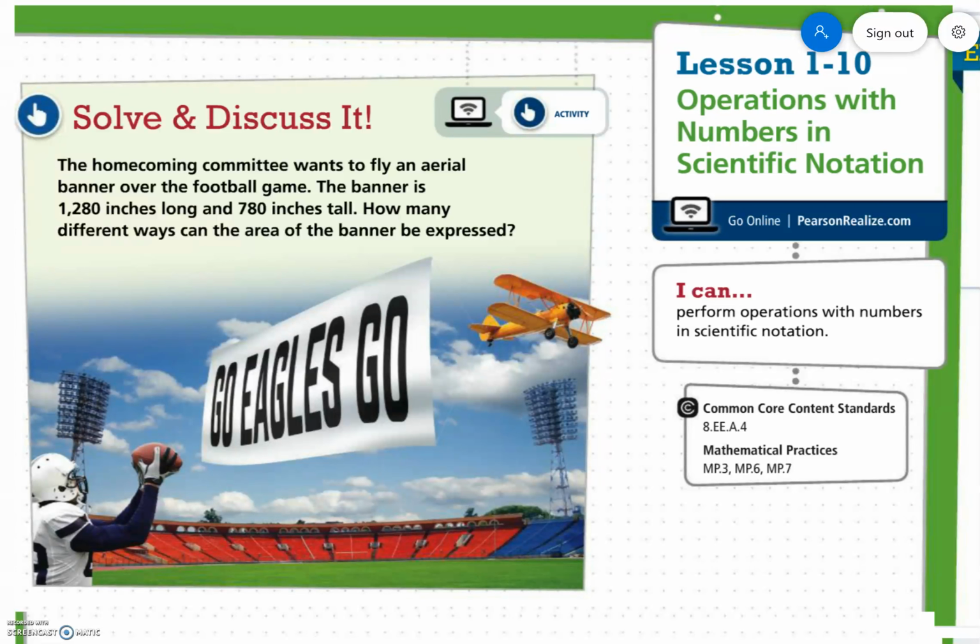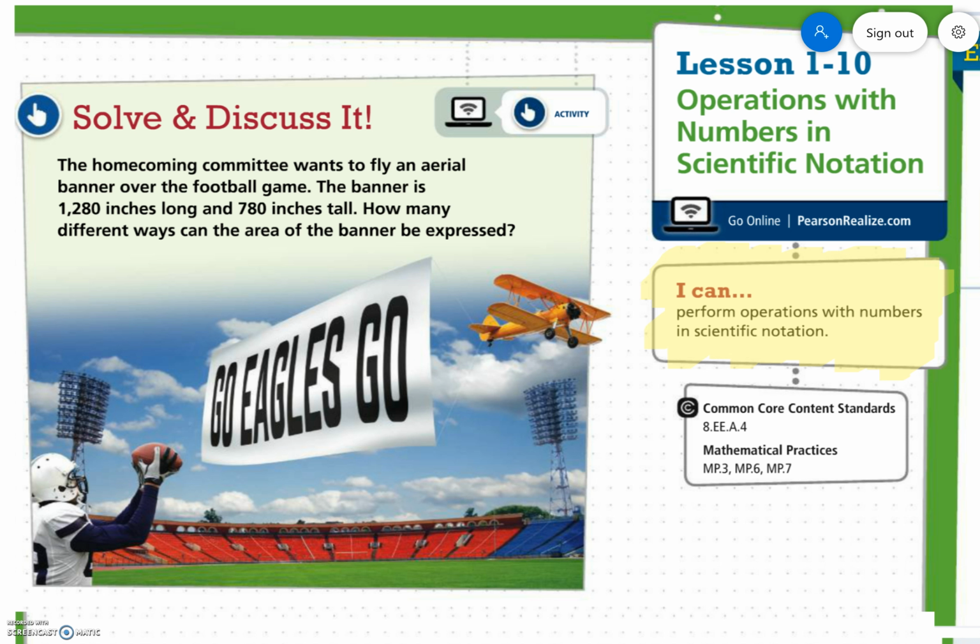Hi, 8th grade, and welcome to your very last lesson of Topic 1. We are doing operations with numbers and scientific notation. By the end of the lesson, I want you to be able to confidently say, I can perform operations with numbers and scientific notation. So let's solve and discuss it.